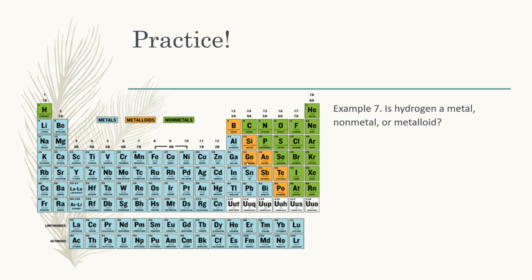Hydrogen, is it a metal, nonmetal, or metalloid? Now hydrogen's kind of odd. Placement-wise, it looks like it should be a metal, but it is green, so it is a nonmetal. Remember, hydrogen, even though it's part of group 1, which is thought of as the alkali metals, is actually not an alkali metal because it's a nonmetal.